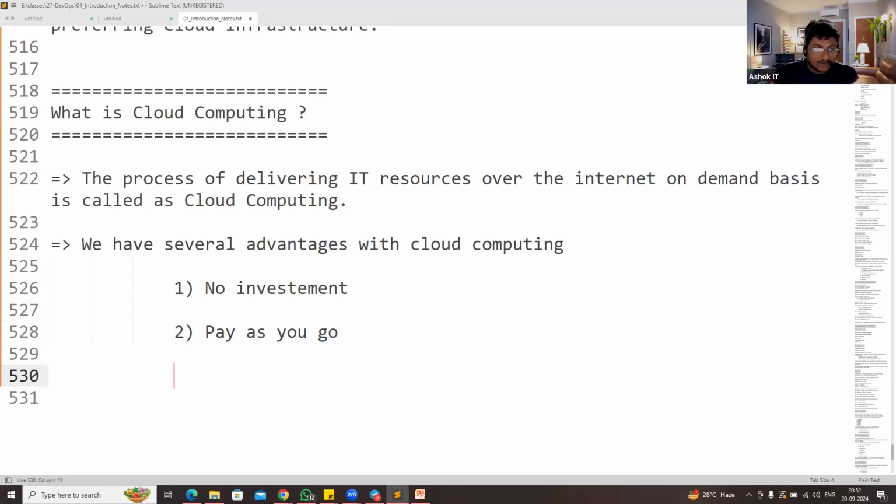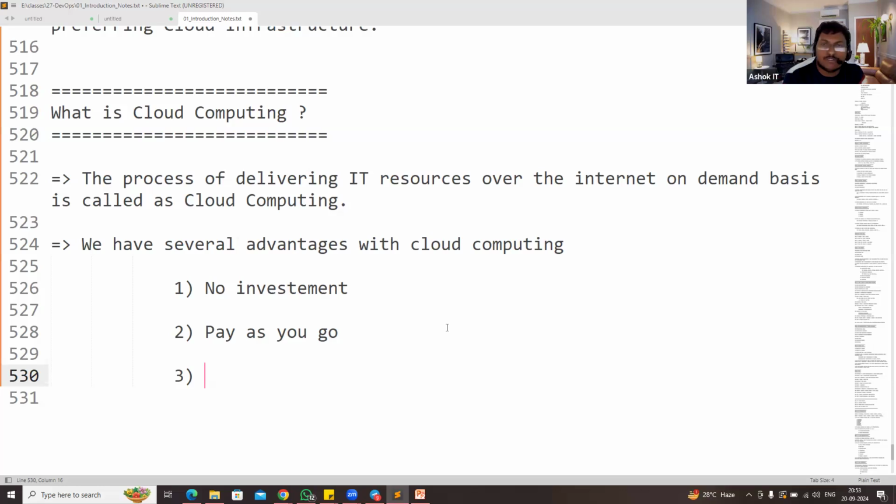And the next one is no need of management. No need to bother about management issues. So they will take care of it. Who is giving the resources for rent? They will take care of the management. Power issues, network issues, availability, scalability, backup, security, storage, their headache. You pay the money, you use the service.